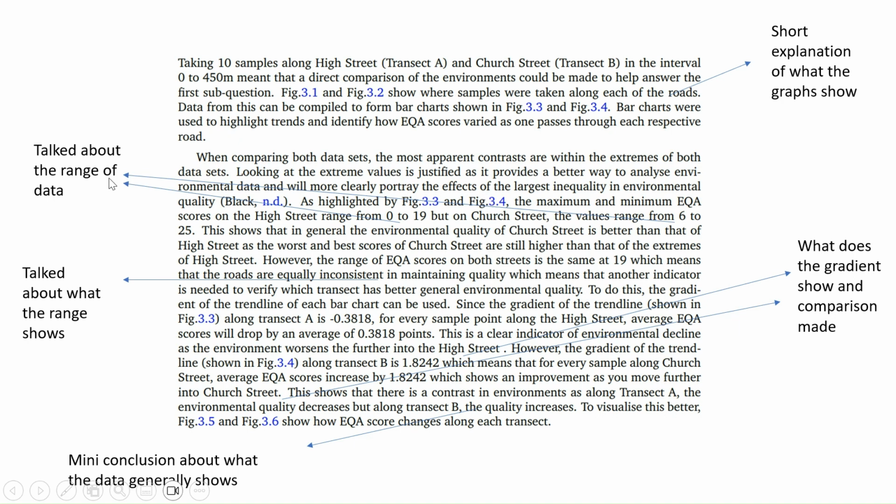And here, initially, I gave you guys the range of data. I talked about the range of data, 6 to 25 and 0 to 19 here. The second part of this is to show what the range shows. So the range of data is 19, and both of them are the same, which highlights the same inconsistency in maintaining environmental quality. It's very simple, guys.